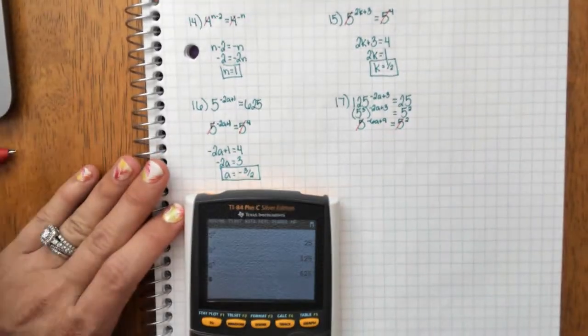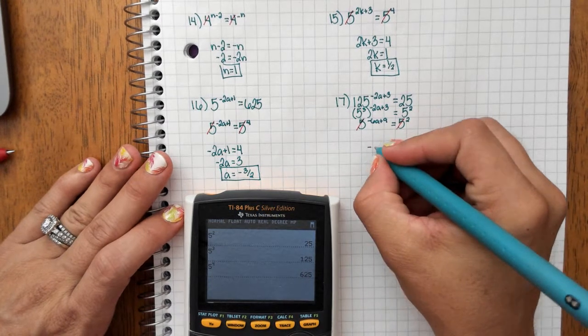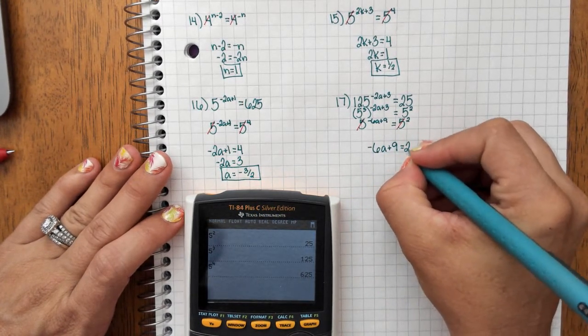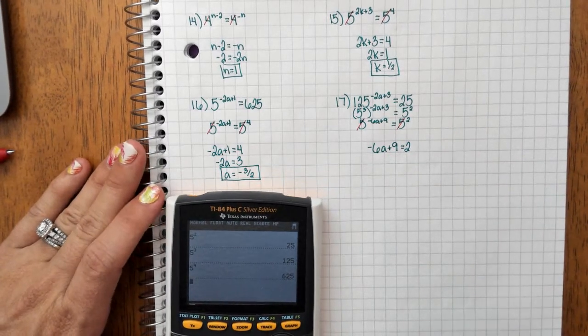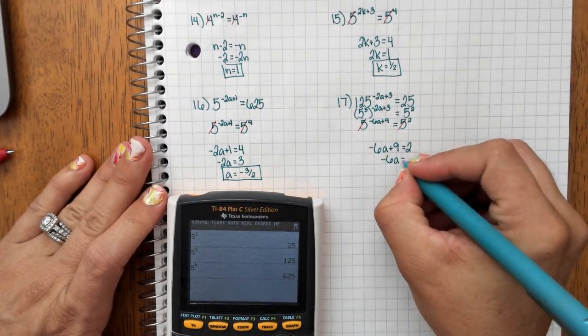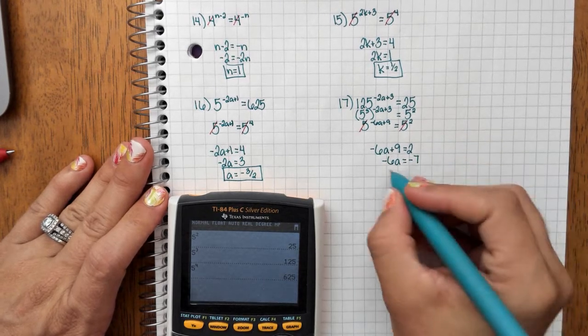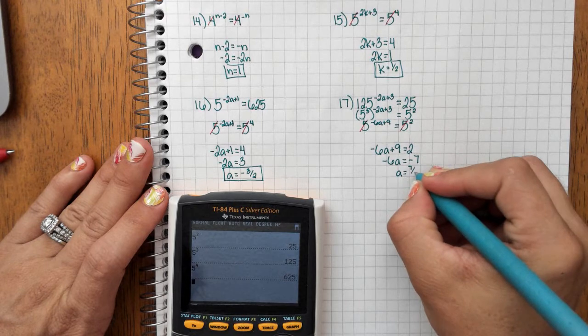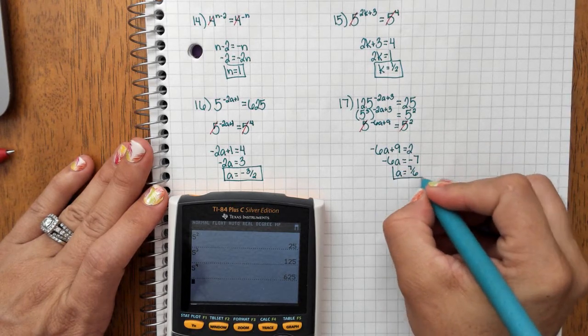My 5s get to go away. So negative 6a plus 9 equals 2. Subtract 9 on both sides. Negative 6a equals negative 7. Divide by negative 6. I get 7 over 6.